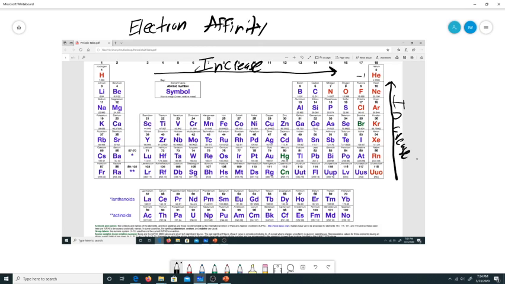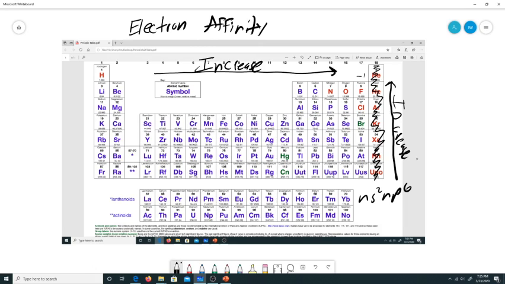Now the exception with this is that the noble gases, group 8, I'm basically going to cross those off because they do not want to acquire electrons. They're already full. They have an ns2 np6 electron configuration, so they already have full orbitals. So they do not want to acquire electrons. They do not want to lose electrons. So these have a very, very, very low electron affinity. They do not want to gain or lose.